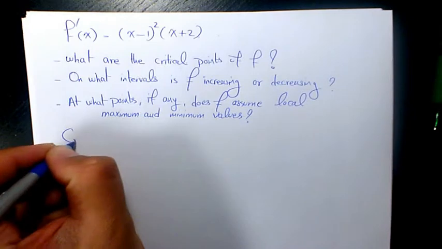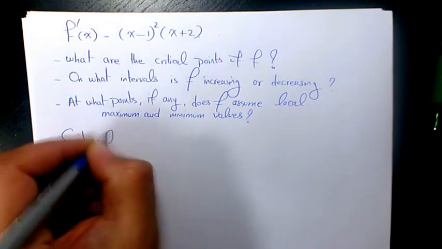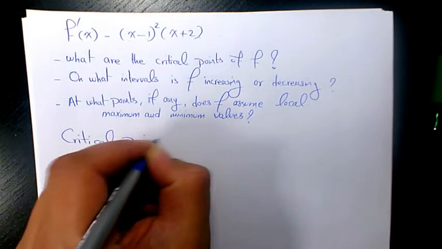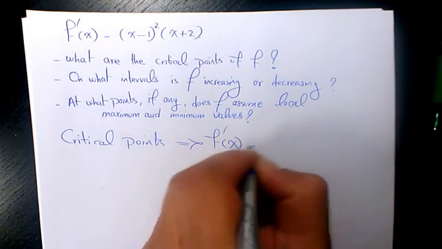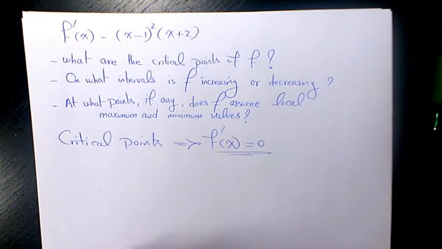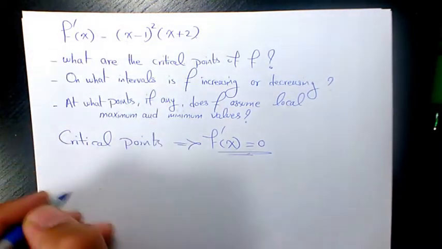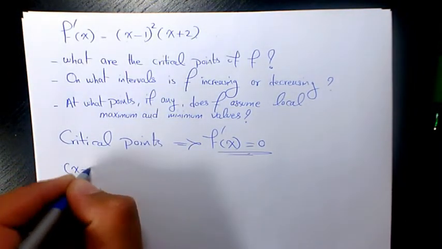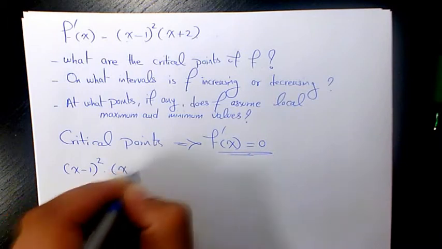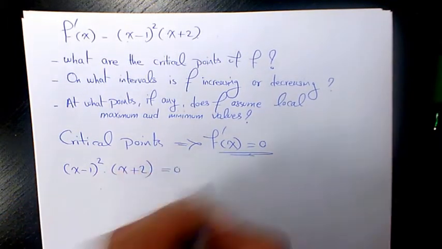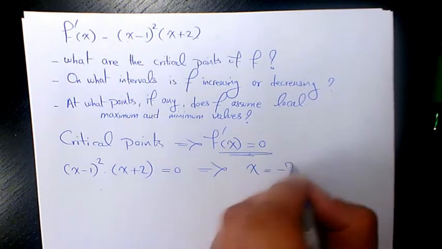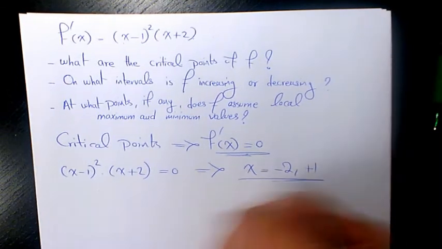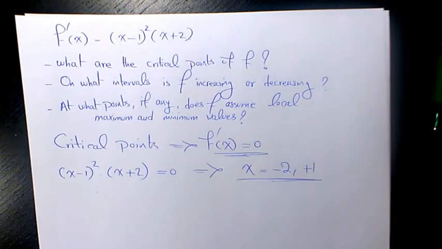Critical points are those points that make the derivative of f equal to 0. So we have f prime of x already, which is (x minus 1) to the power of 2 times (x plus 2) equals 0. So we have two values for that, one of them is negative 2, one of them is plus 1. So these are the critical points.